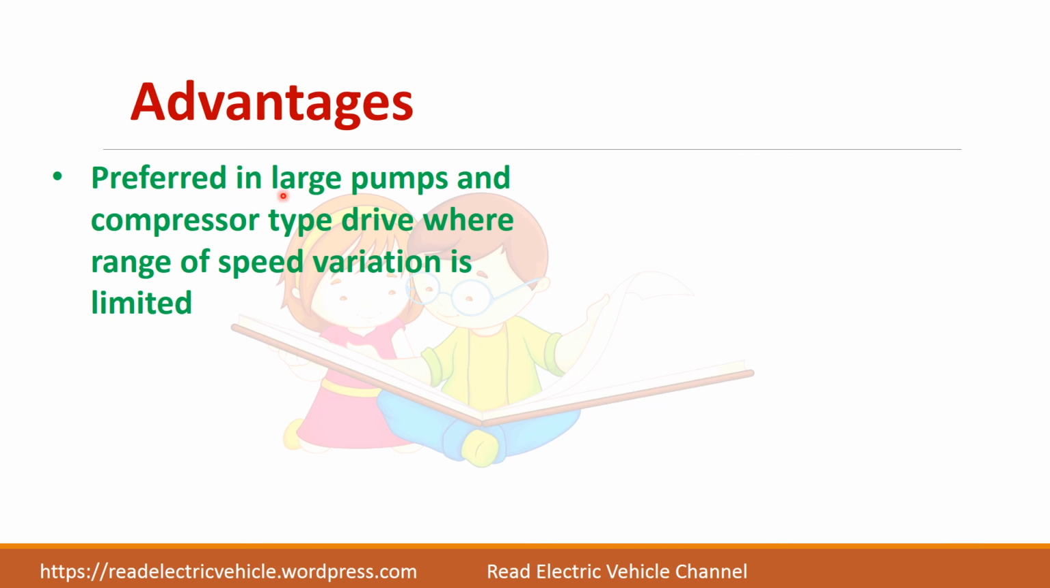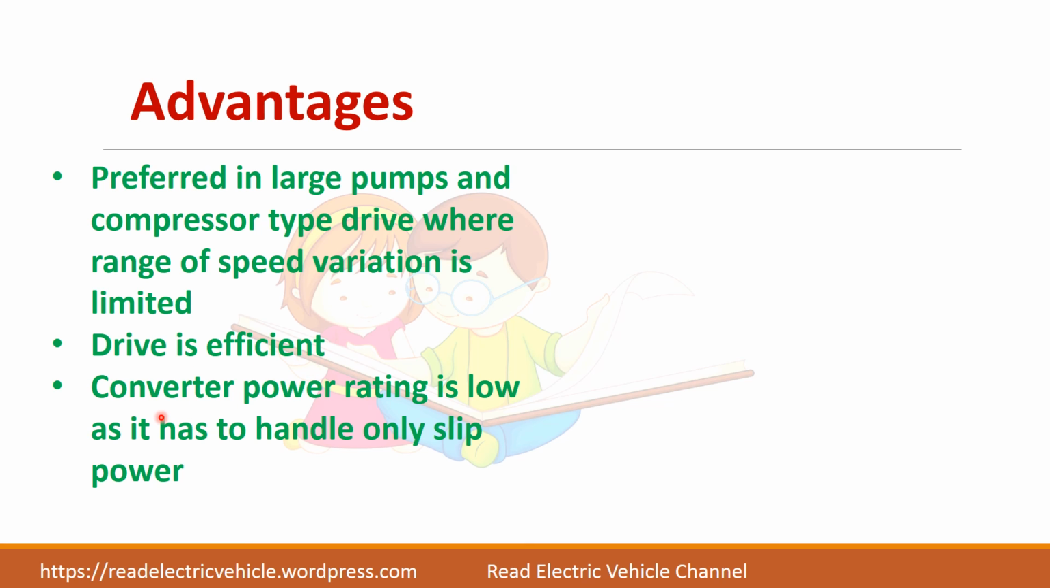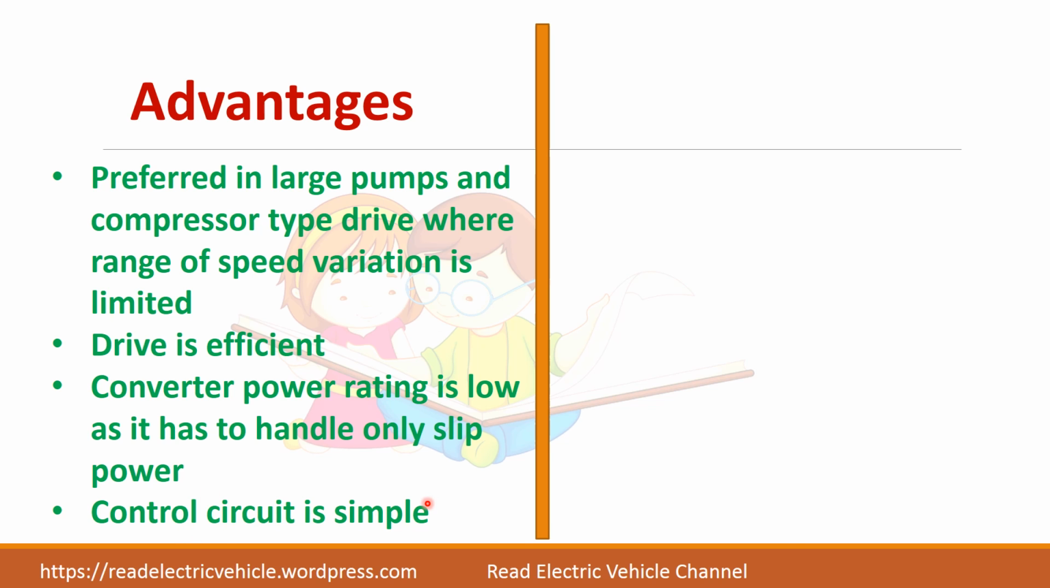So the advantages are, they are preferred in large pumps and compressor type drives where the range of speed variation is very limited, and this drive is efficient. And the converter power rating is low because it has to handle only the slip power, because slip power is less than the supply power. So the slip power converter rating can be less. And the control circuit is also very simple.